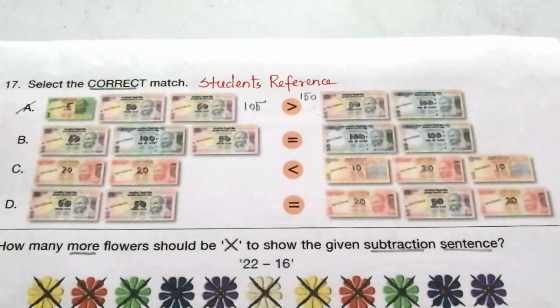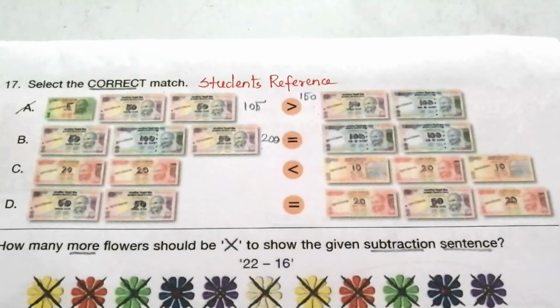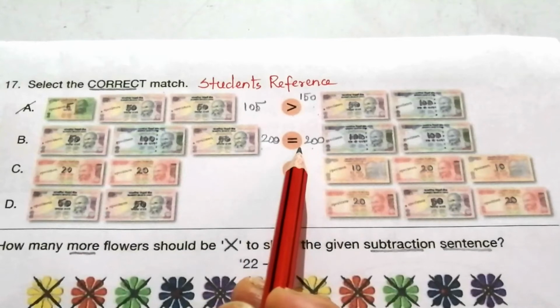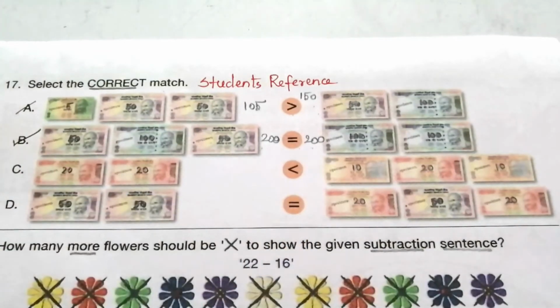Likewise, we have to check the other options. If we add these three, we get 200. If we add these two, we get 200. 200 equal to 200. This is the correct one. So B is the correct answer. No need to check further.